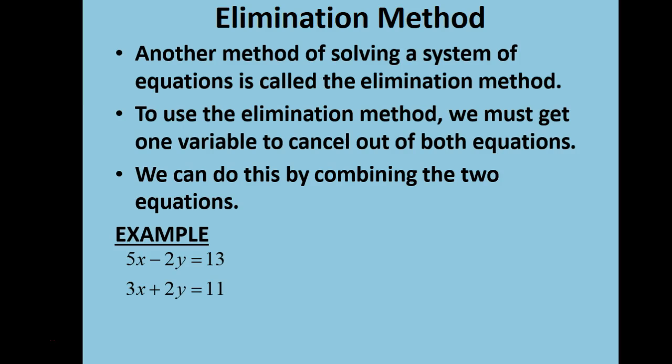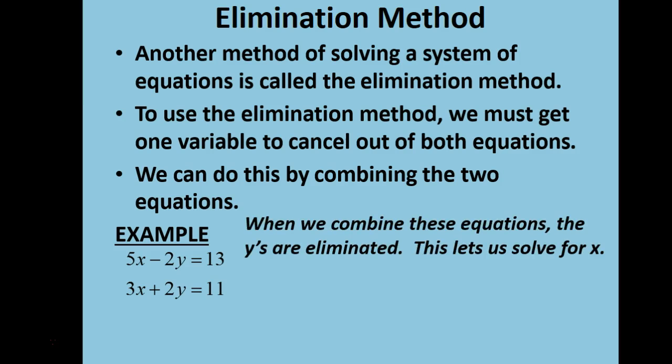Now if I combine these 2 equations, in other words, I'm going to add them together, the y's are going to eliminate. See, we add 5x plus 3x, that gives us 8x. When I add negative 2y and plus 2y, they cancel out. And then I add 13 and 11, and I get 24. So this gives us a much easier equation to solve. 8x equals 24, we just divide that out and find that x is equal to 3.